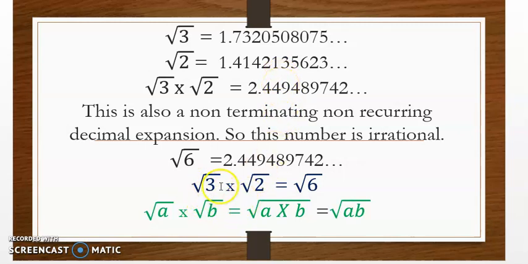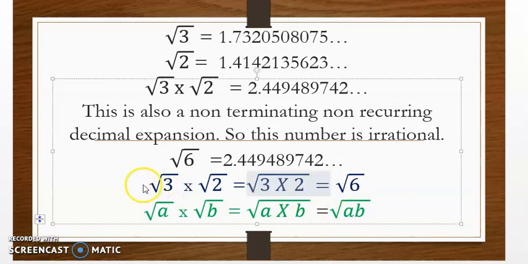So root 3 into root 2 is the same as root of 3 into 2. If you have two positive numbers a and b, root a into root b is equal to root of a into b, which is equal to root ab. So root 3 into root 2 is root of 3 into 2, that is root 6, or root a into root b is root of a into b, which is root ab.